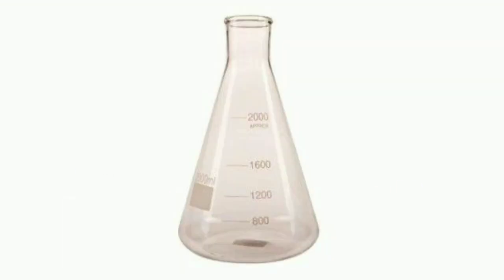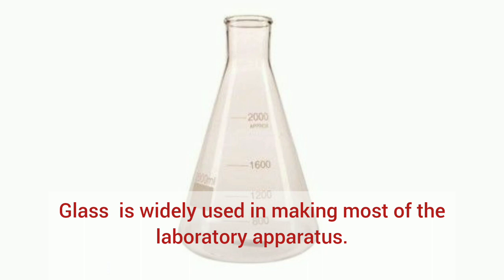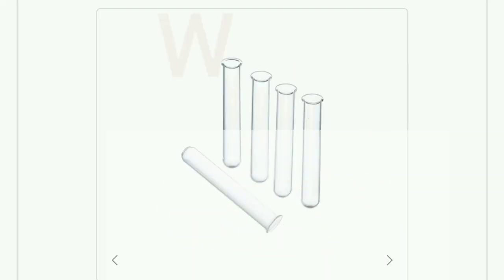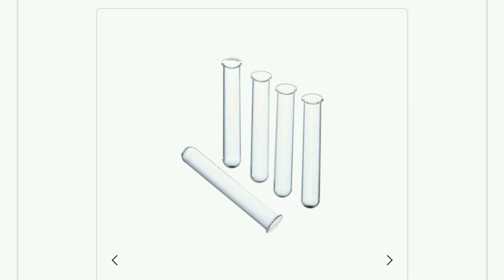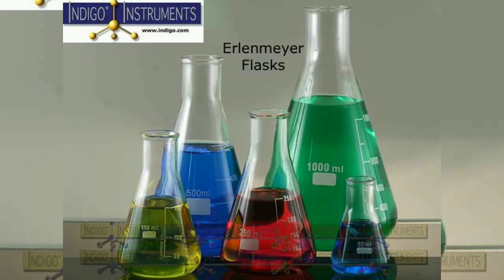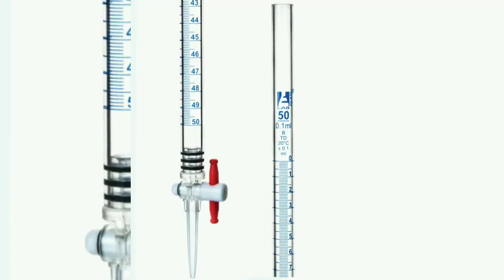Glass is widely used in making most of the laboratory apparatus. Why? This is because glassware are not readily attacked by chemical reagents, and in chemistry we deal with reagents. So most of the apparatus are now made up of glass because they are not readily attacked by chemical reagents and solvents. They are very fragile, so they should be handled with care.